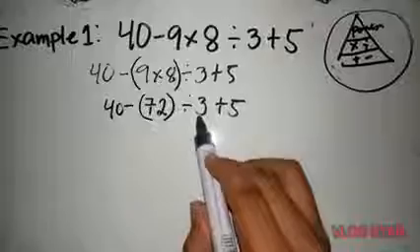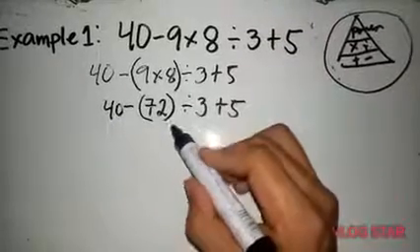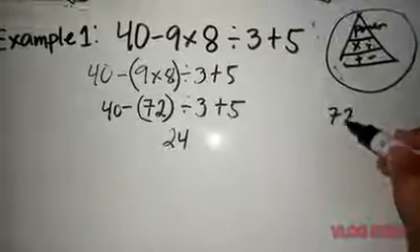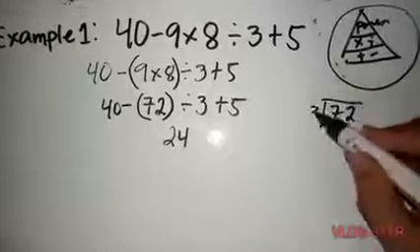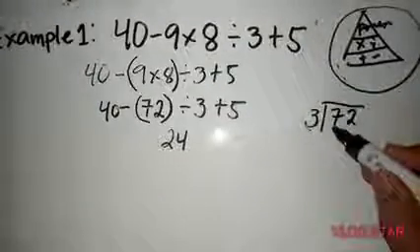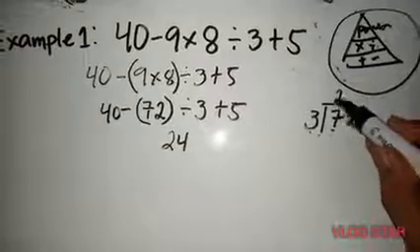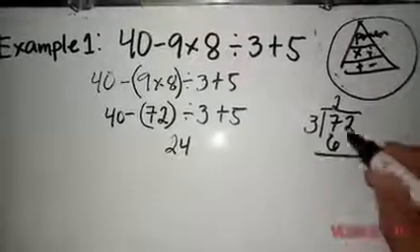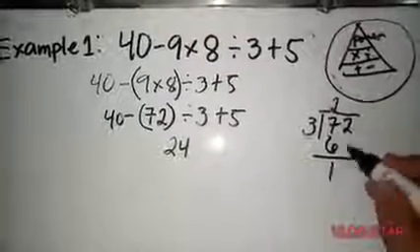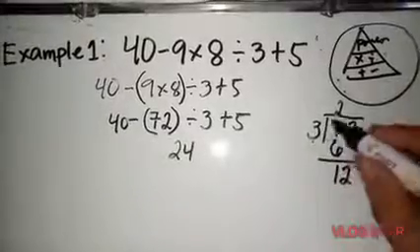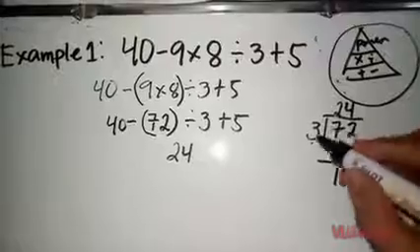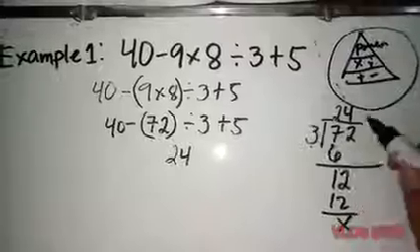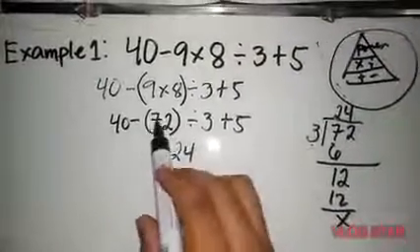72 divided by 3, the answer is 24. So we can solve it: 72 divided by 3. 7 divided by 3, the answer is 2. 2 times 3, the answer is 6. Then subtract 7 minus 6, the answer is 1. Bring down 2. 12 divided by 3, the answer is 4. 4 times 3, the answer is 12. So 72 divided by 3, the answer is 24. So we're done with this.